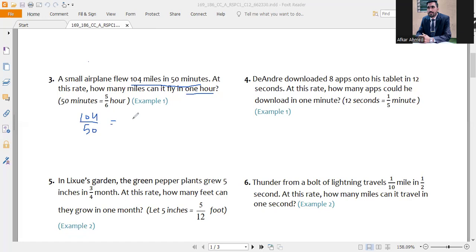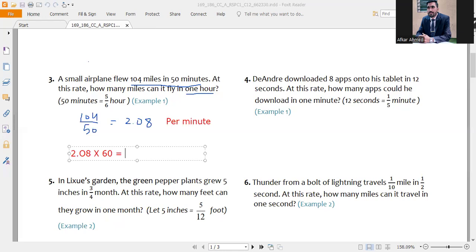So if you divide it, you will get the answer 2.08 per minute. So the airplane is actually covering 2.08 miles in 1 minute. If now I want to calculate for 1 hour, we know that in 1 hour there are 60 minutes, so I will just multiply it by 60. If he asks you, then you will multiply by 60 to calculate it for 1 hour. Otherwise, no need to solve it.